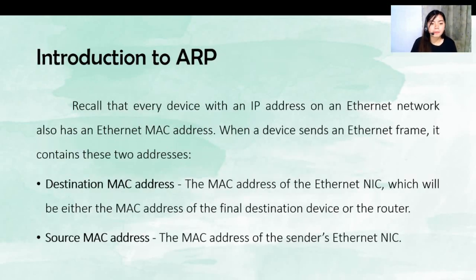Introduction to ARP. Recall that every device with an IP address on an Ethernet network also has an Ethernet MAC address. When a device sends an Ethernet frame, it contains these two addresses: the destination MAC address and the source MAC address. The destination MAC address is the MAC address of the Ethernet NIC, which will be either the MAC address of the final destination device or the router. And the source MAC address is the MAC address of the sender's Ethernet NIC.